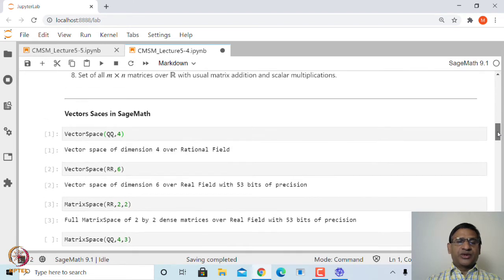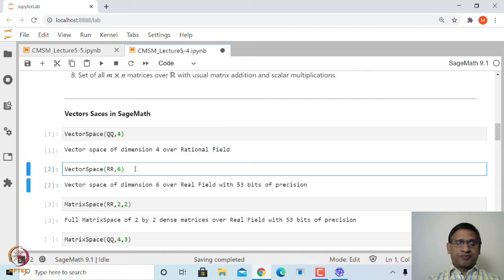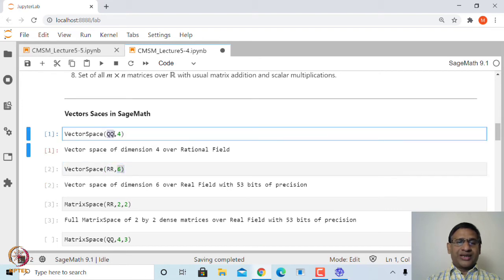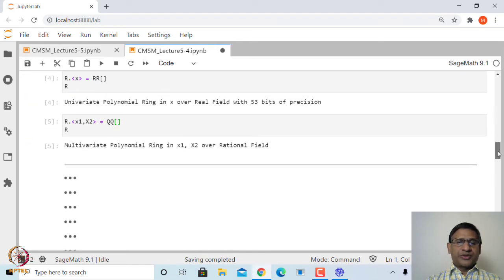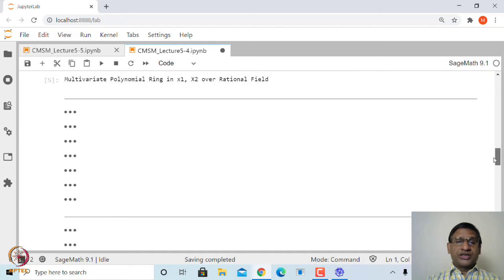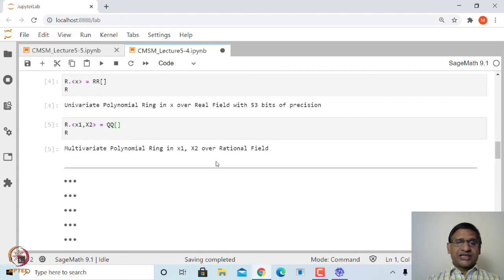Mainly we will be working with, let us say, the vector space R^n over Q, or the vector space Q^n, and things like that. We will also look at some examples on polynomials, the set of all polynomials of degree less than or equal to n, and things like that. Okay.